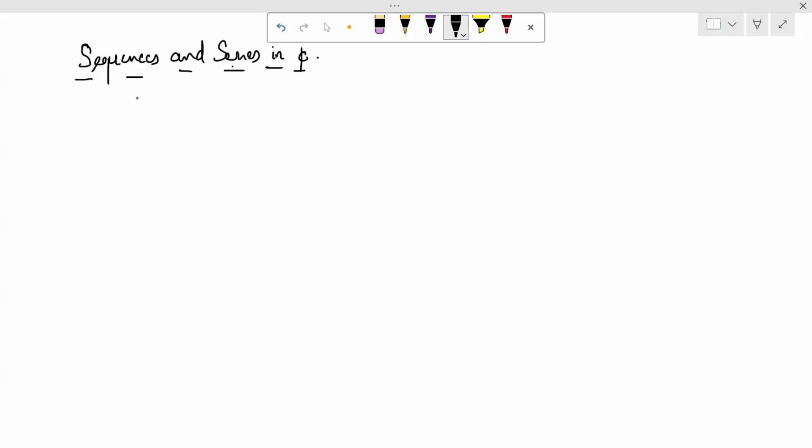As you might be aware, what are sequences? Sequences are functions from N to any particular set X. For example, when we are talking about complex analysis, I think we have already done the concept of metric spaces. We've done what is an open disk, what is a closed disk, so all those things you already know. So a sequence in C is a function f from N to C.